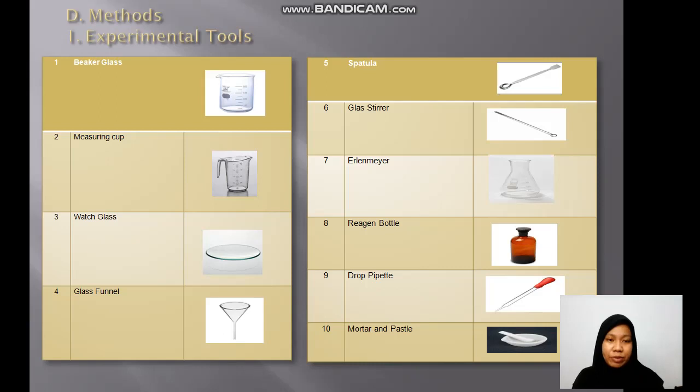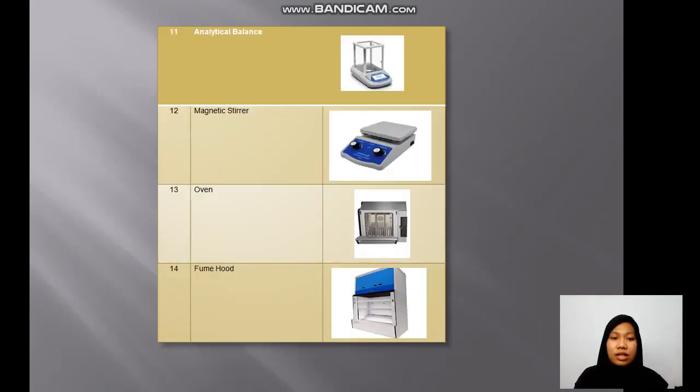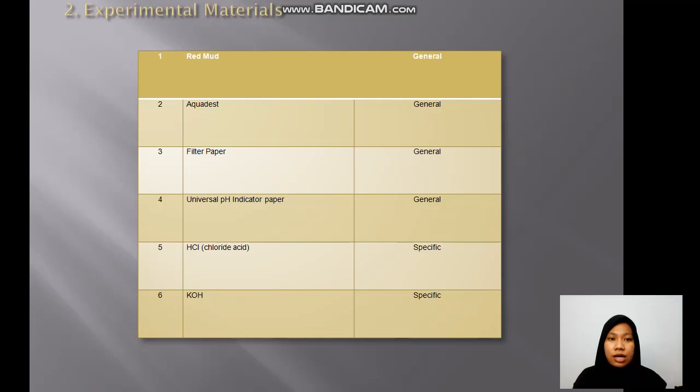Next, method: experimental tools: beaker glass, measuring cup, watch glass, glass funnel, spatula, glass stirrer, Erlenmeyer, reagent bottle, drop pipette, mortar and pestle, analytical balance, magnetic stirrer, oven and fume hood. Experimental materials: number 1, red mud, aquades, filter paper, universal pH indicator paper, hydrochloric acid, and KOH.